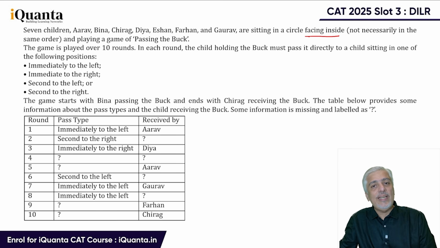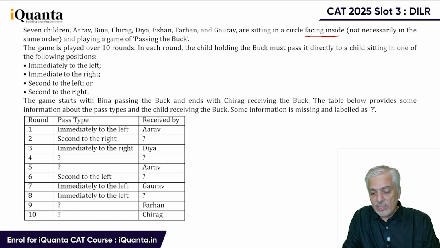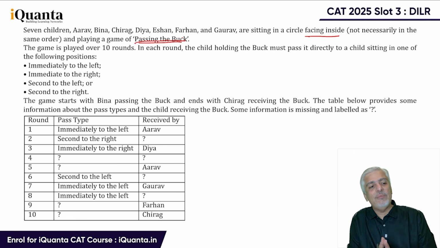The game is played over 10 rounds. Okay, there are only 7 people, but there are 10 rounds of a game called passing the buck. It's like a passing-the-ball type of game where something is going to be passed. The game is played over 10 rounds.